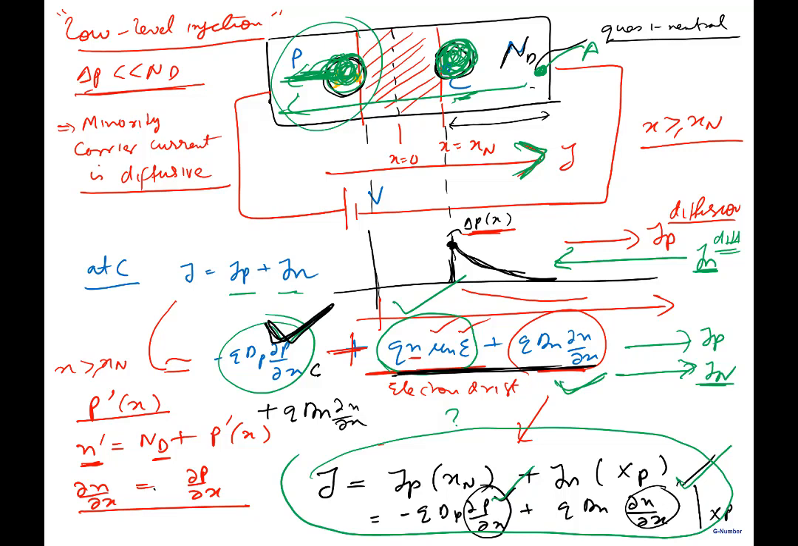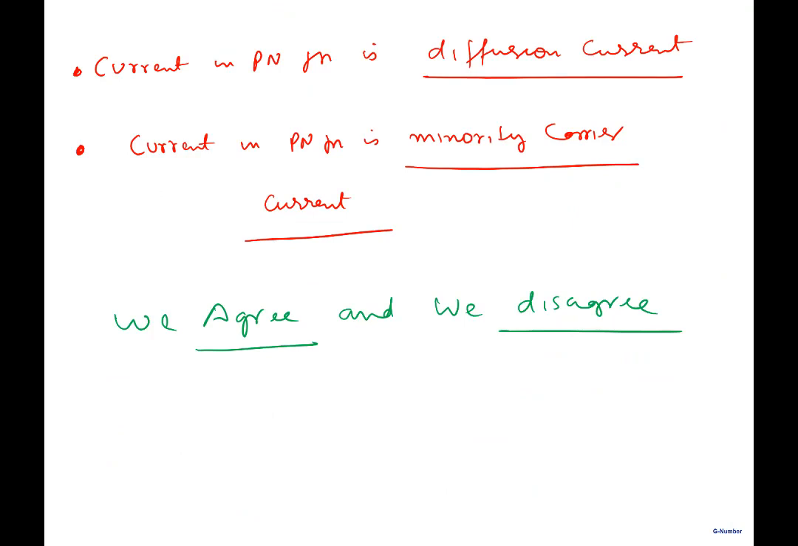Is the diffusion of electrons in p-type, is the diffusion of holes in the n-type. That is what our final expression is also telling us. That's what is determining the effective current flowing through the device. And in that sense, what we are saying is, yes, we agree. We agree that, yes, diffusion is a driver. What determines the current is the diffusion current.